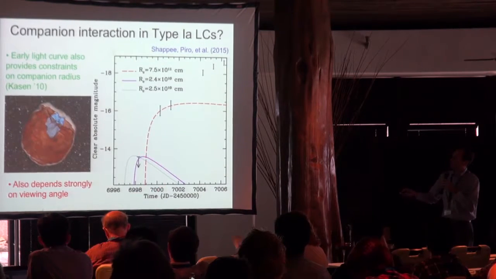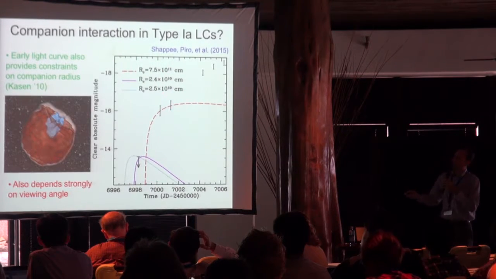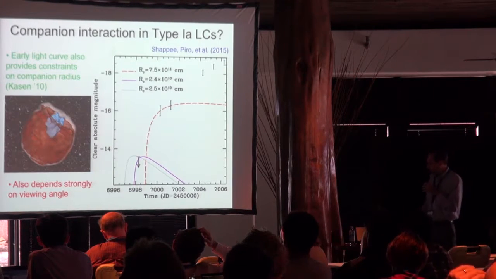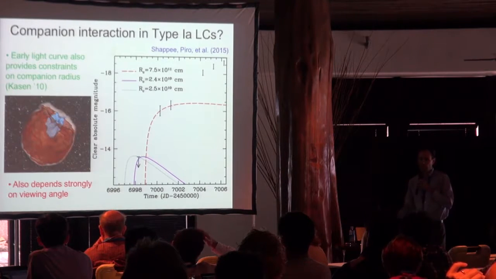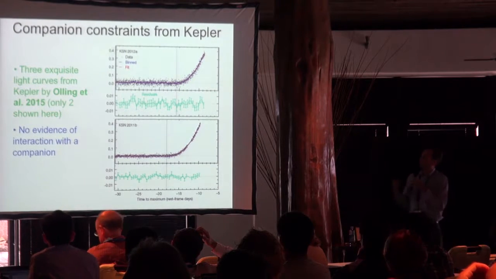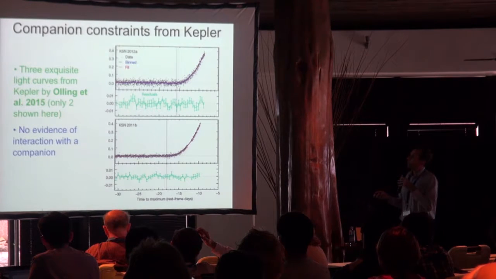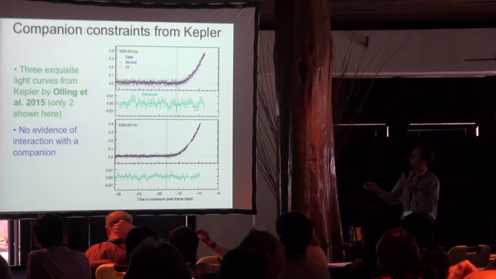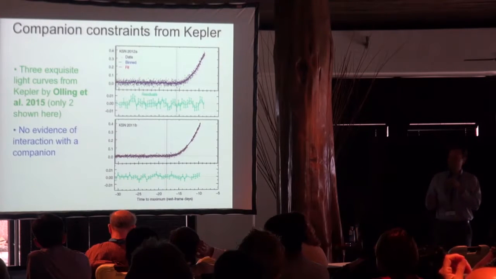You can see, depending on the explosion time, which is a little uncertain, you can constrain different radii for the stars if it was interacting with a non-degenerate companion. And we're not the only ones doing this. This has become a game whenever you find an early supernova, to try to constrain these sorts of light curves. Here is another example, really nice work by Rob Olling and many collaborators. There were 3 exquisite light curves by Kepler. I'm just showing 2 of them right here, but you can see you just have this amazing coverage. And in all 3 cases, there was no evidence for a companion.